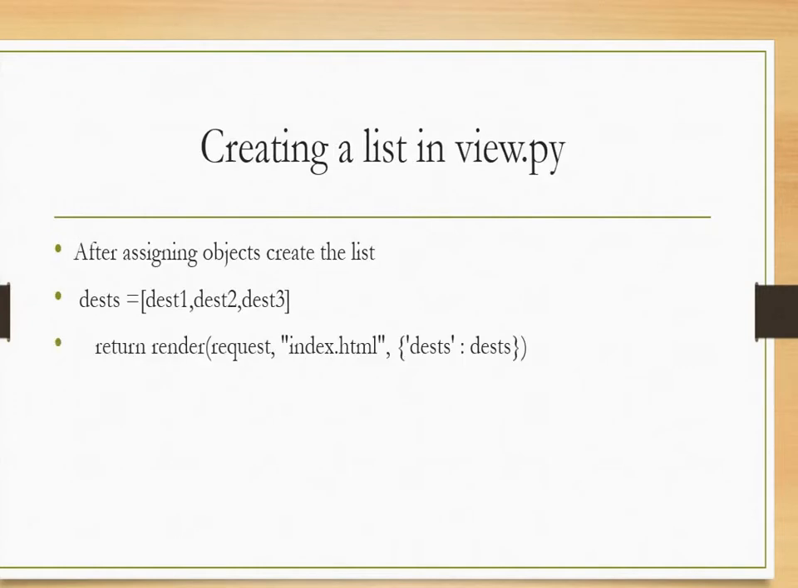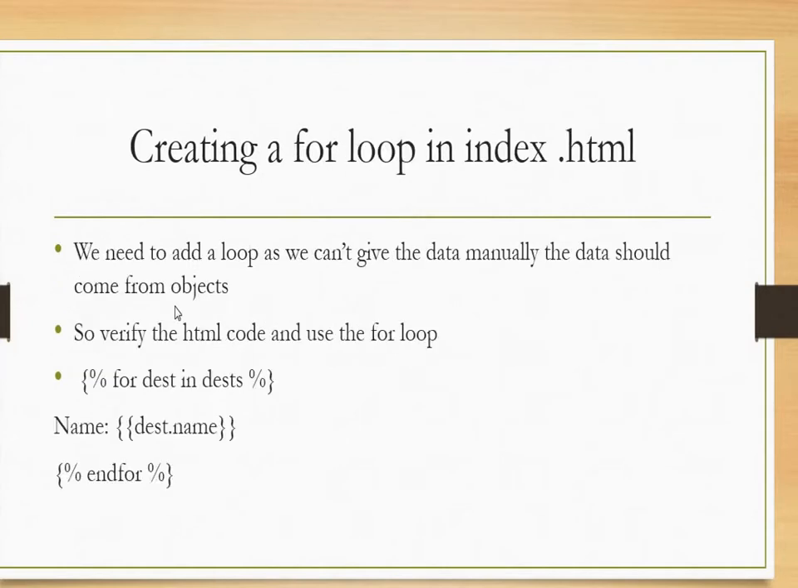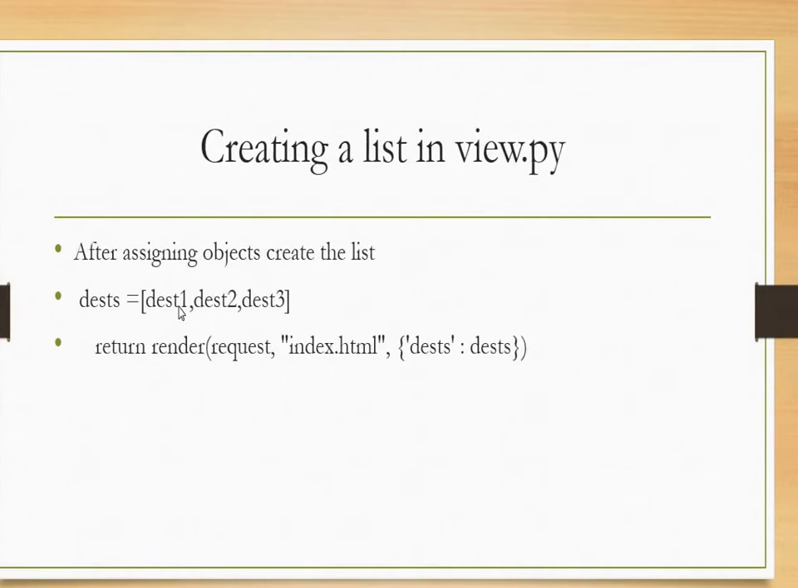Two objects have been created, and here I have created a list, that is dest1 and dest2. If you want, you can give dest3 also. However many objects there are, that many objects you are going to call. Then return render(request, index.html, dests). This is the name of the variable, and this is the value.